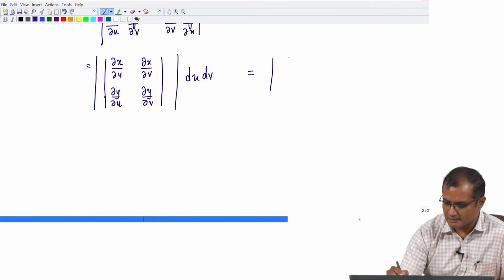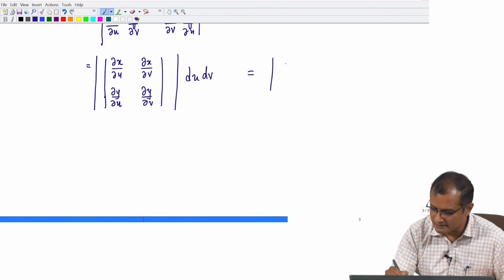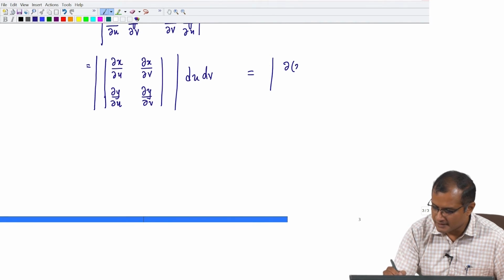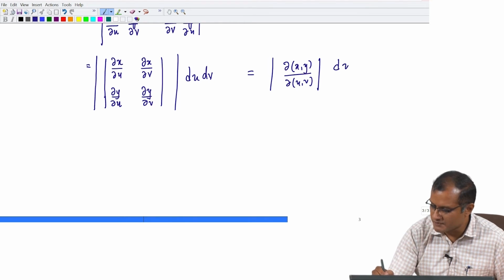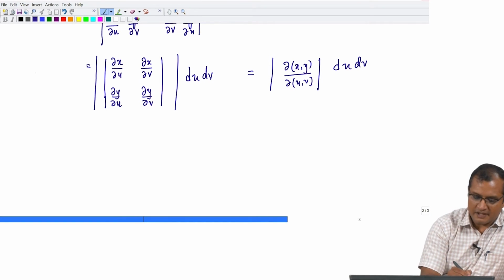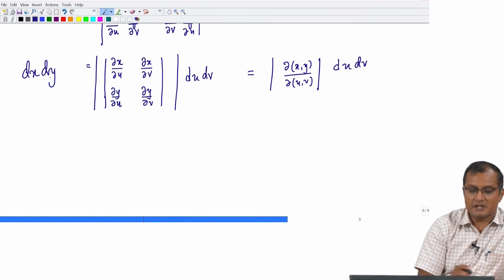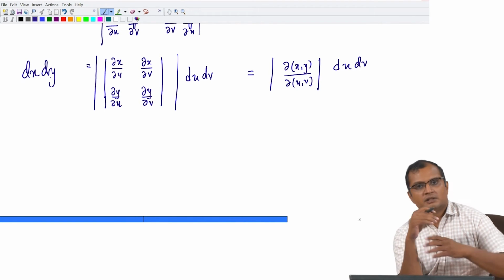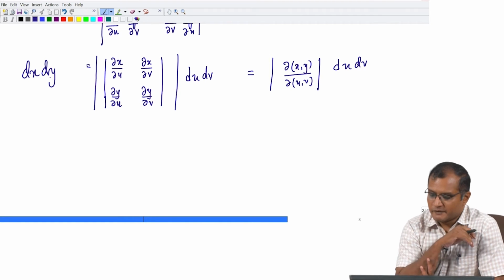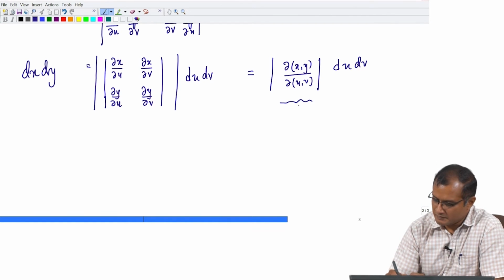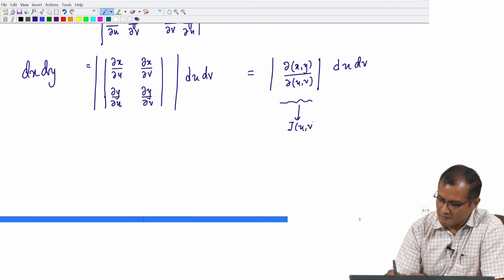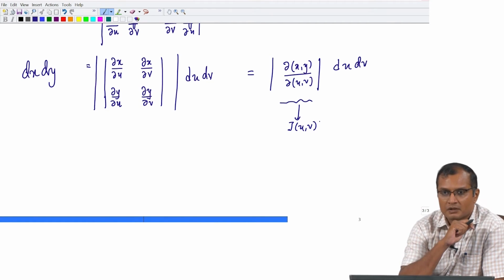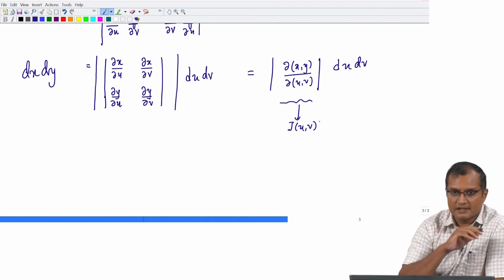So, I will say this is del x comma y over del u comma v, which is the Jacobian of the transformation, times du dv. As the left hand side is basically dx into dy, that is my area element in the Cartesian coordinate, du dv is the area element in the uv coordinate system, the amplification factor is the Jacobian. Okay. So, now you can find out this amplification factor.